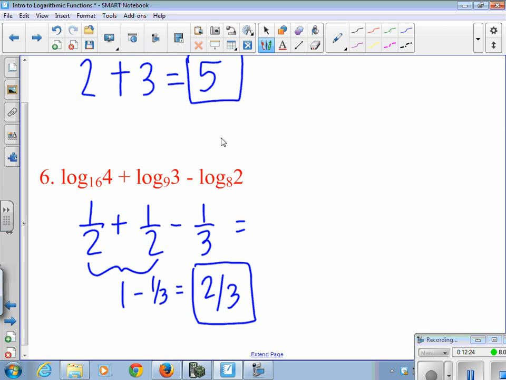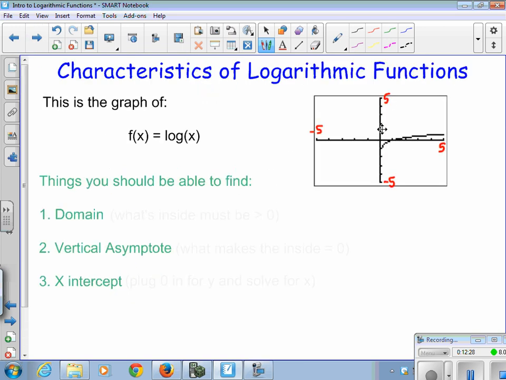All right, now we're going to look at logarithms as functions. So I'm going to go on to characteristics of logarithmic functions. And so we're just going to look at the few things that you should be able to find. The 3 things are domain, vertical asymptotes, and x-intercepts. And so you can see right here, this is just the graph of the simple function log x. So this is base 10, since there's no base there.